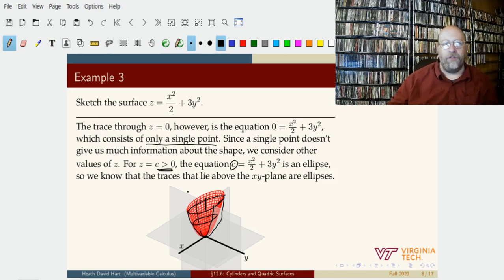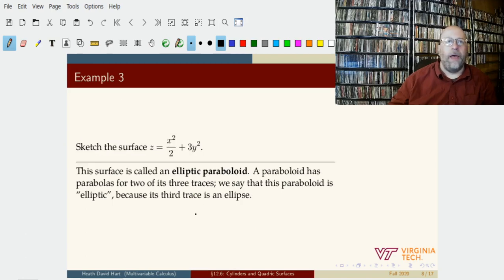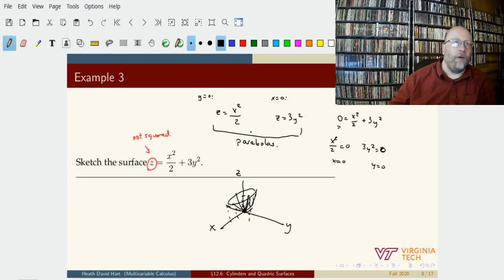And then you get this shape. All right. If we think about the cross sections that we have, parabolas and ellipses, but we have parabolas in the x direction and the y direction, and ellipses only in the z direction. And so parabolas are 2 of its 3 traces, the trace through x equals 0 and y equals 0. 2 of them are parabolas, and the only other one was different.